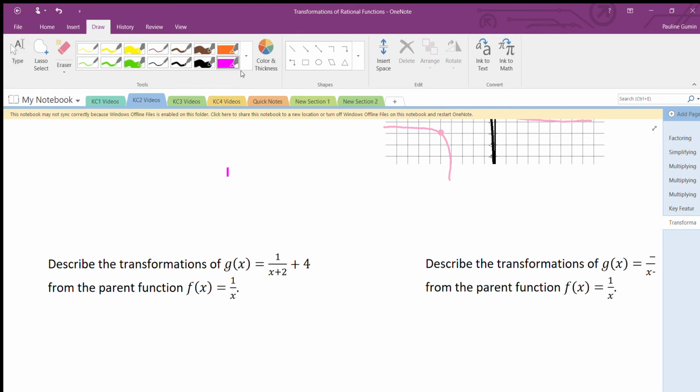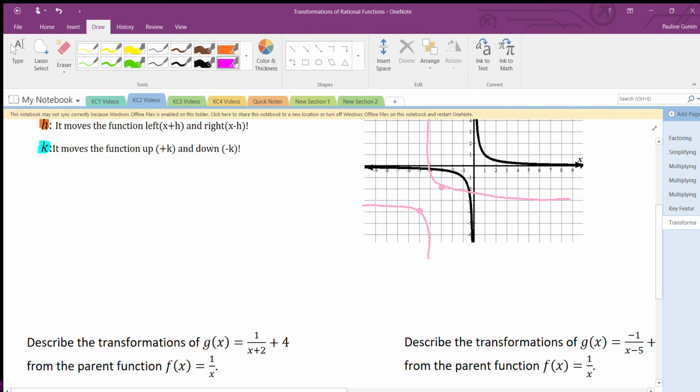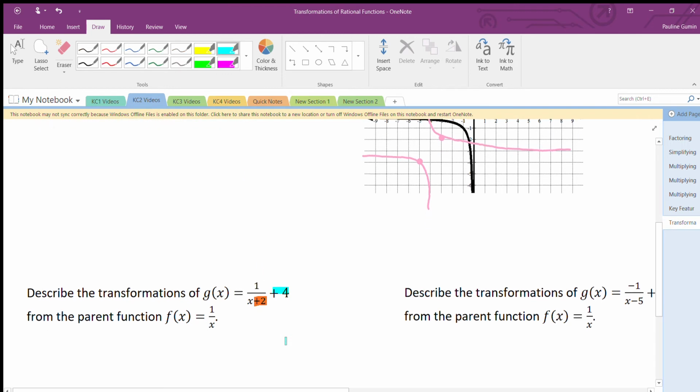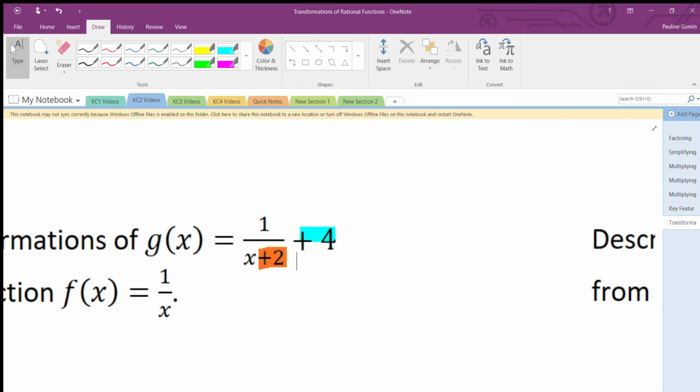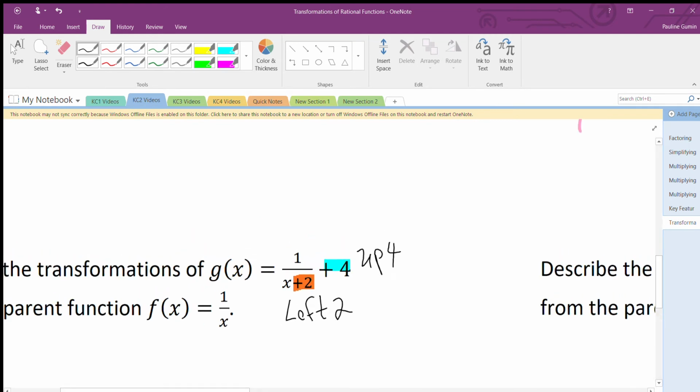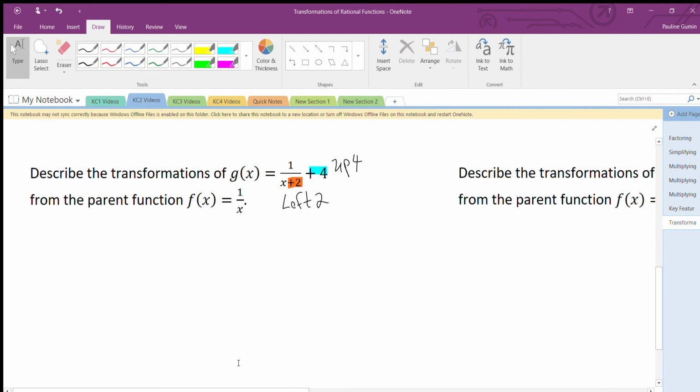No, that's pink. Wrong color. Ooh, I see 2 transformations here. I see the +2 happening, and I also see a +4 happening. So the +2 is left 2, and this one is up 4. All right, I guess I didn't really need all this space. Let's continue.